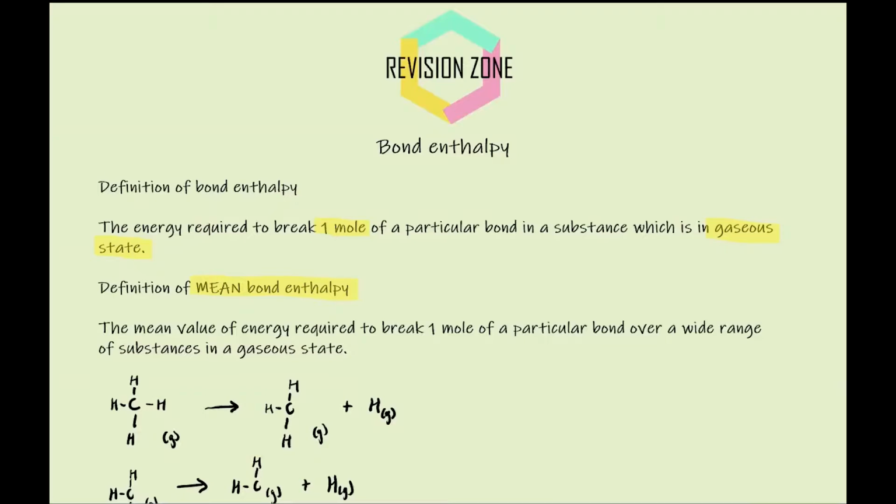Now, we are going to use an example here, and I'll use methane as an example. But the definition for mean bond enthalpy is the mean value of energy required to break still 1 mole of a particular bond, but taken over a wide range of substances, again in gaseous state. So what I mean is a CH bond in ethane, a CH bond in methane, a CH bond in ethanol will all actually have different bond enthalpies, and as a result we have to be careful that we can't assume that they're all the same, and therefore we take an average.